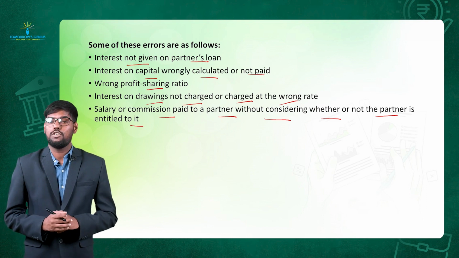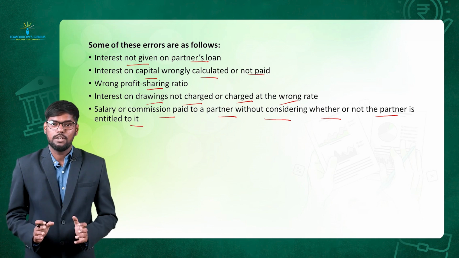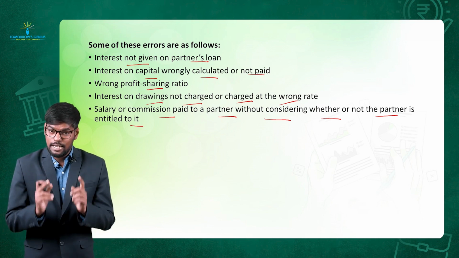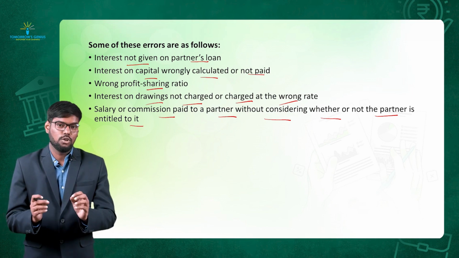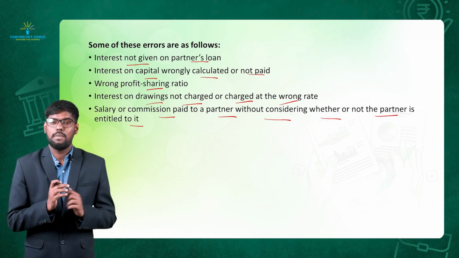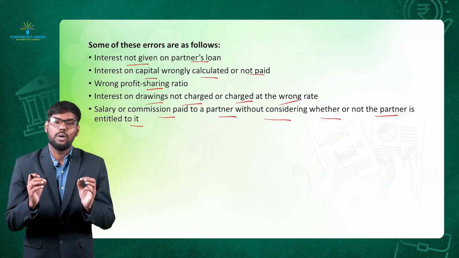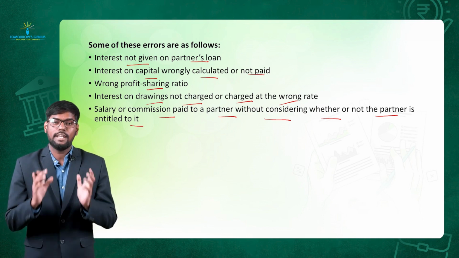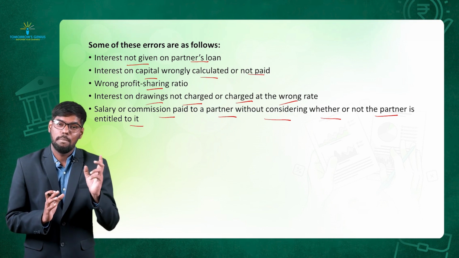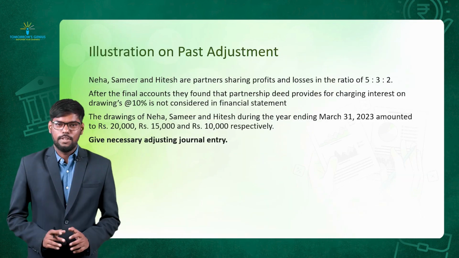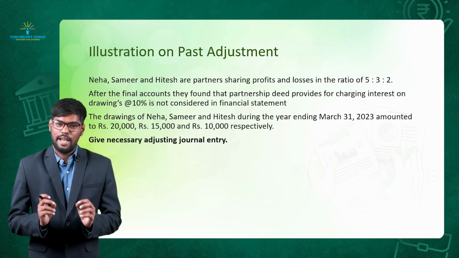So there are some errors because of which the profit distributed by you in the previous year among the partners was not correct, right? And these errors we have to rectify now. So how to rectify these errors? See, I cannot go and alter the financial statements that I prepared in the previous year. So here, what I need to do is pass one adjustment entry. By passing that adjustment entry, I can alter the errors made by me in the previous year. Now we have to see this example, and with the help of this example, we can understand how to pass the adjustment entry.